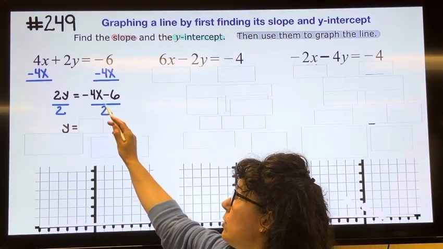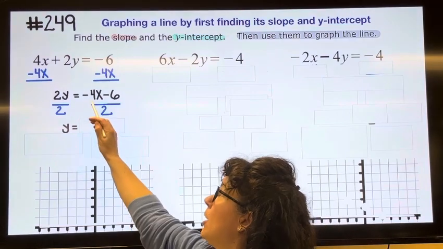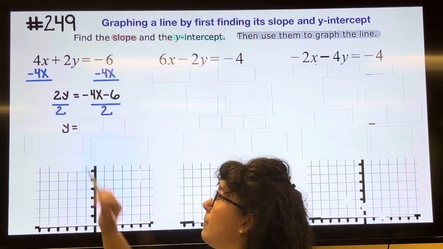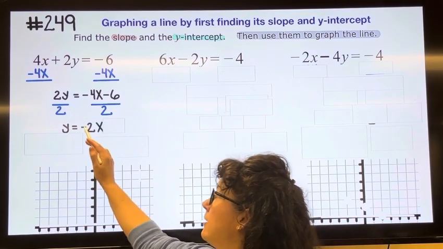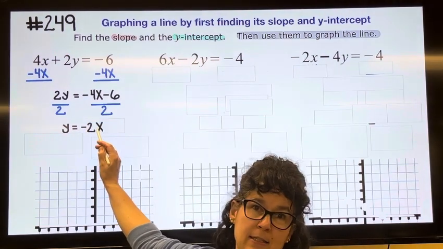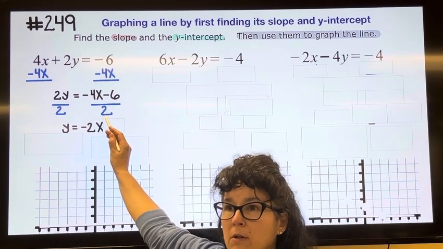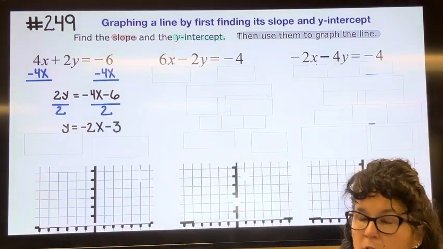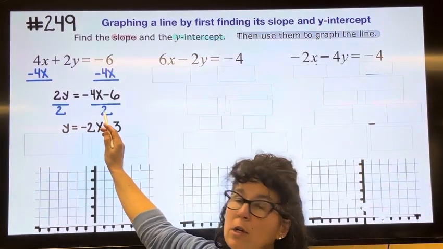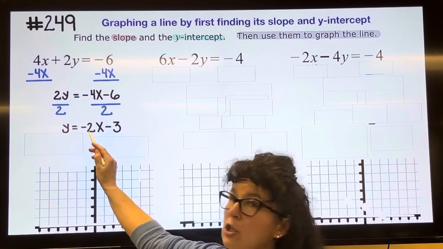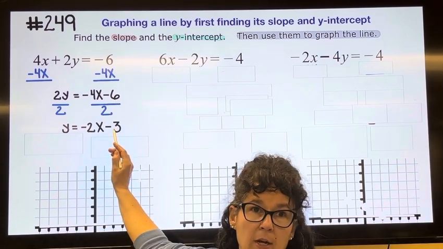But this 2 goes to both. So if it goes to both, negative 4 divided by 2 is negative 2, and they are x's. Negative 6 divided by 2 is negative 3. Okay, I'm just putting negative 4 over 2, which means negative 4 divided by 2, and negative 6 divided by 2, which is negative 3.